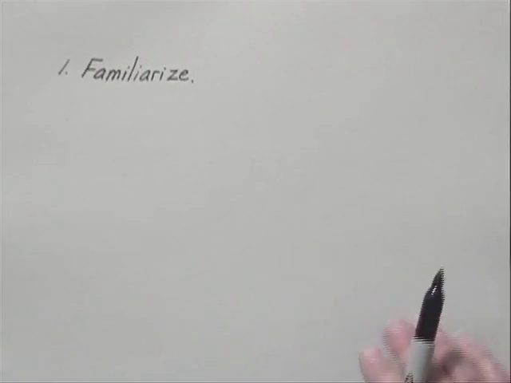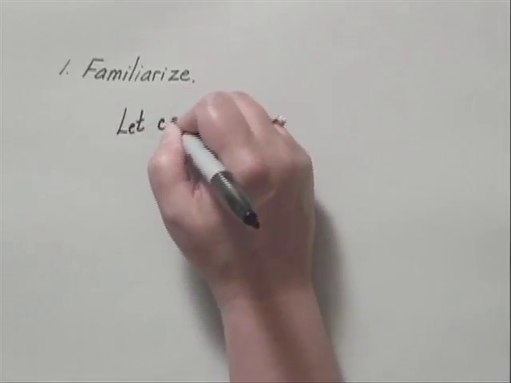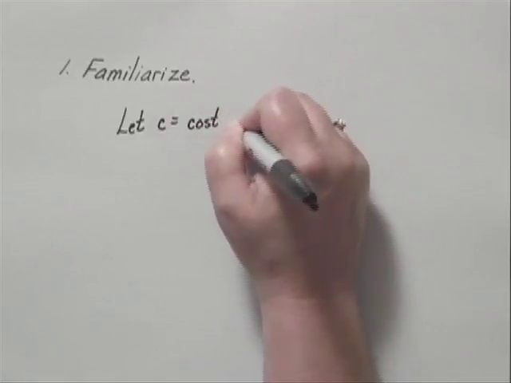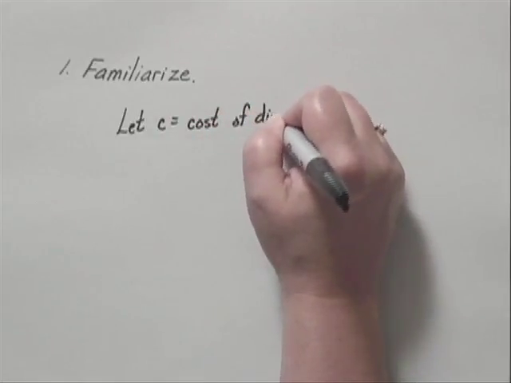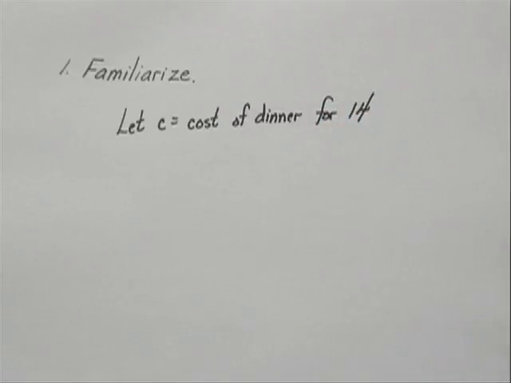First of all, to familiarize ourselves with the situation, we're looking for the cost of a turkey dinner for 14 people. So let's let C equal that cost, the cost of the dinner for 14 people. We'll translate this to a proportion.